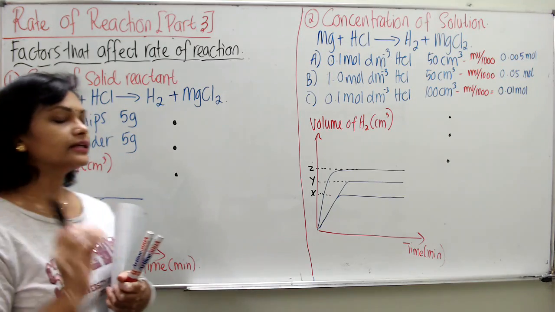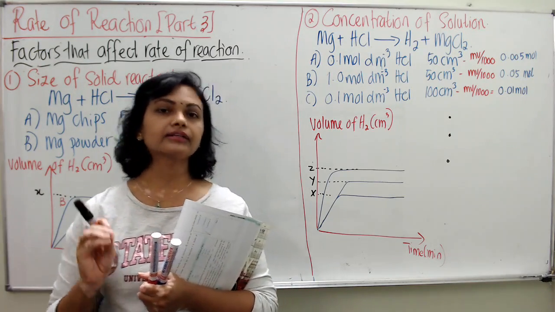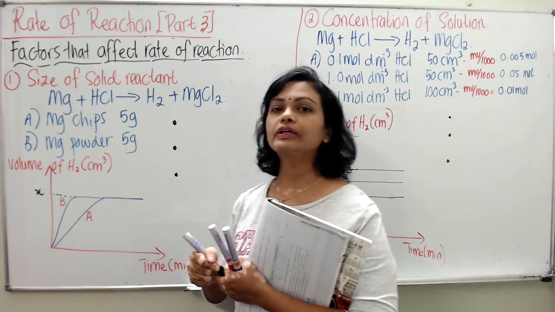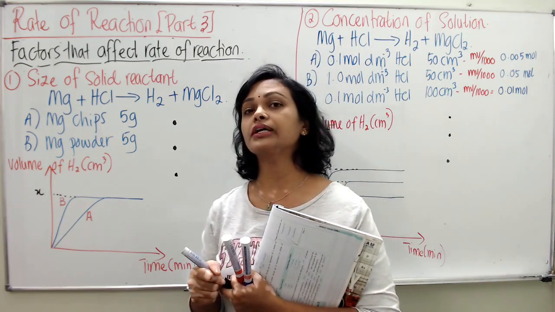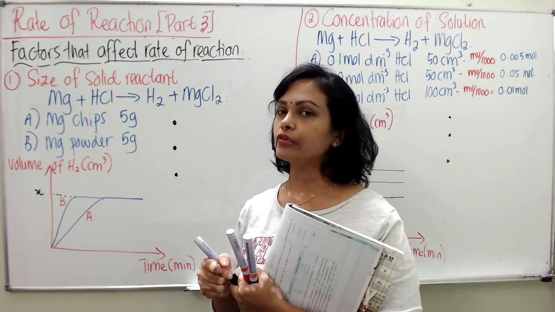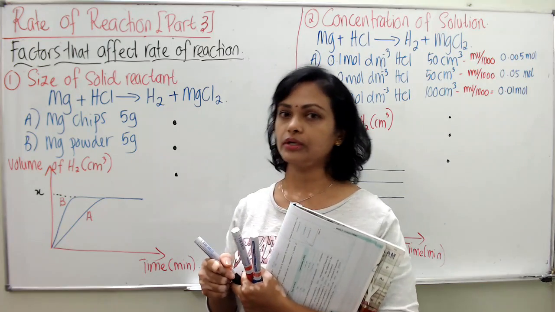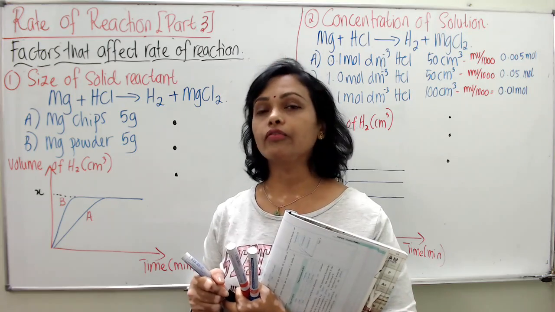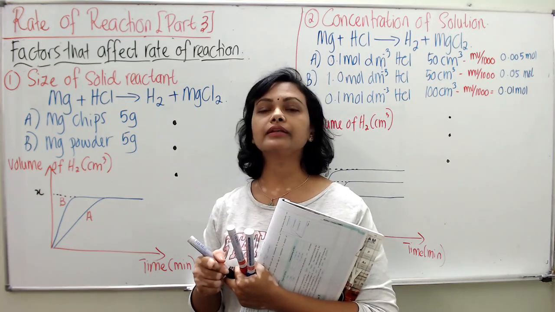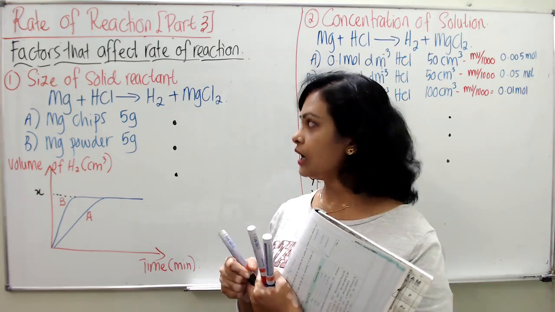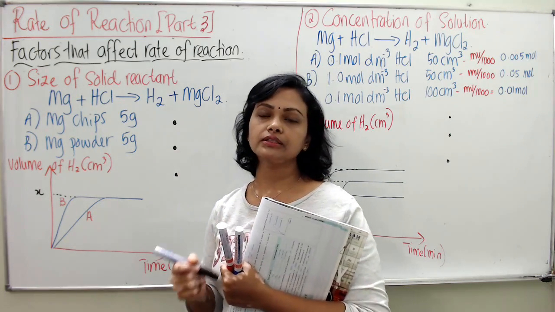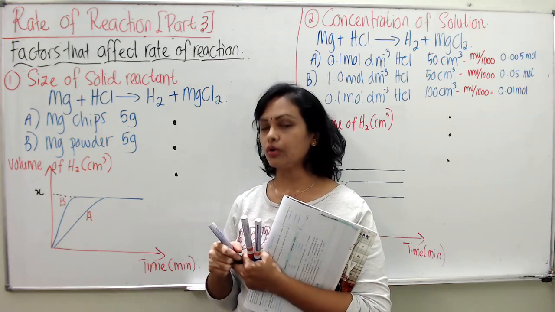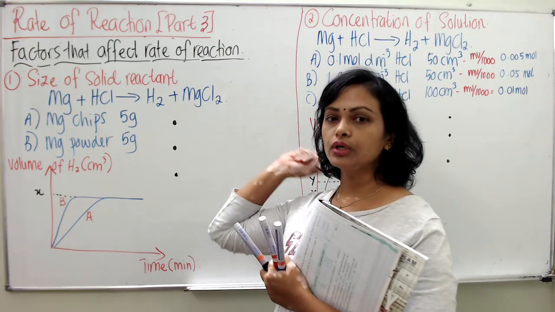One thing I would like you to understand is the reactant. For rate of reaction, the reactants are important as well as the product too. But the reactant will determine how fast a reaction can happen, whether the rate of reaction is going to be higher or lower. So in order to increase or decrease the rate of reaction, we can manipulate the 4 factors which are size of solid reactant, concentration, temperature and catalyst. Today we concentrate on these 2 factors.